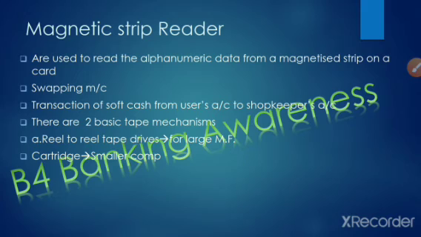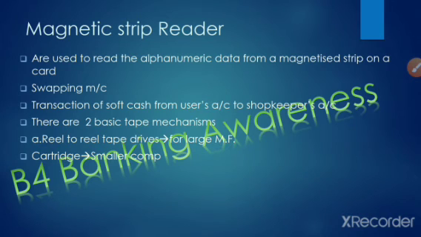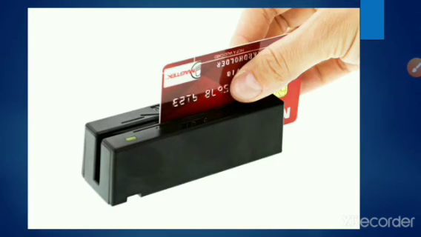There are 2 basic tape machines. The first one is the reel-to-reel tape drive for large mainframe computers, and the next one is the cartridge for smaller computers. Here is an example of a magnetic strip reader.